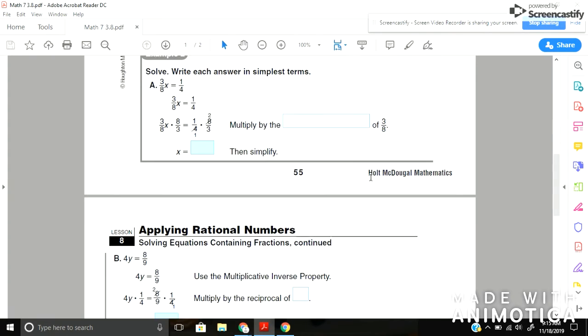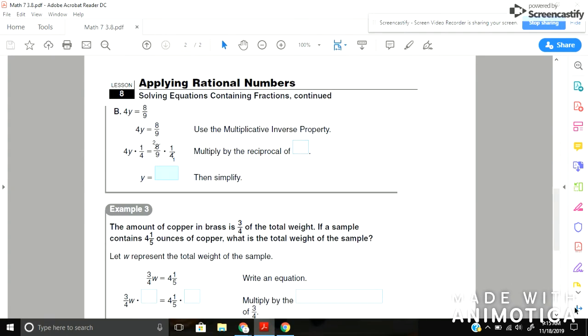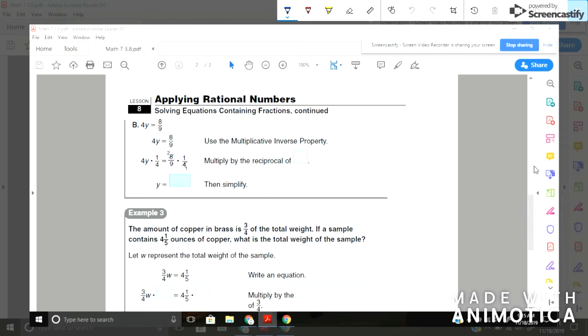Flip to the back side for letter B, and we'll have another fraction problem in an equation. This one says 4 times y equals 8/9, right? What is being done to y? It's being multiplied by 4. So to undo that, I would divide by 4 on both sides of my equation.